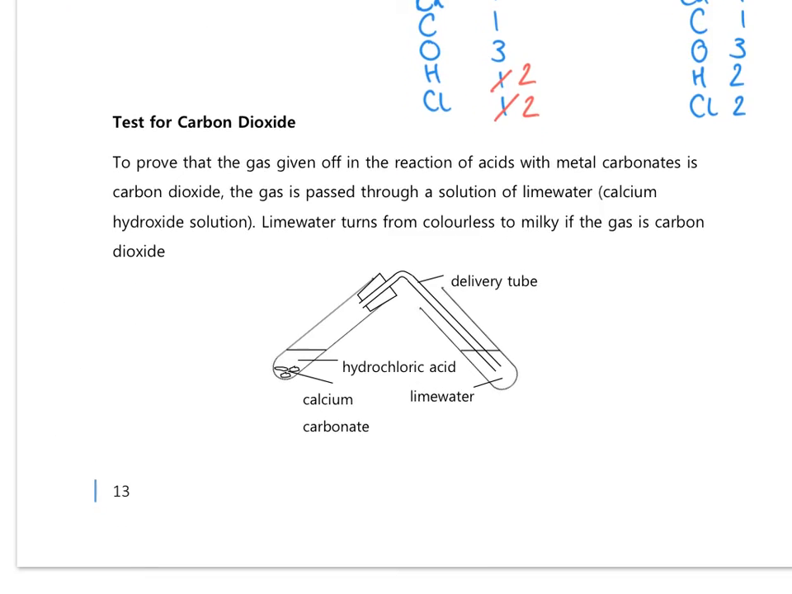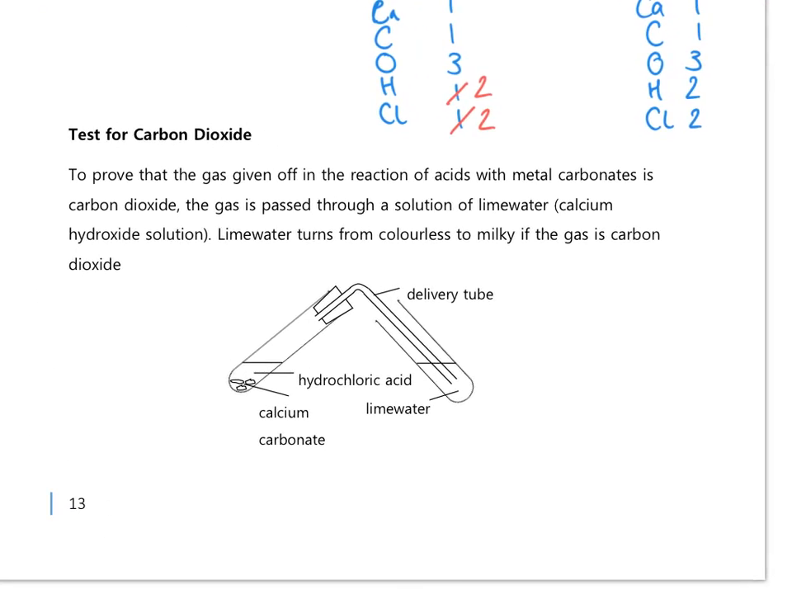The rest of this page simply talks about how we test for carbon dioxide. So remember when we had a metal reacting with an acid, we produced hydrogen as a gas. How did we test for hydrogen? Well, it is the squeaky pop test, and remember that we write down that you apply a lighted splint and a popping sound will result. Here we've got a different gas being produced with the metal carbonates and acid, and that's carbon dioxide. The test for carbon dioxide is not the squeaky pop test, but instead it's lime water solution.